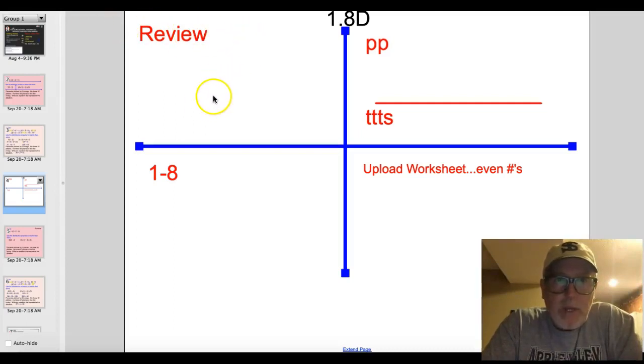Tonight we're going to be evaluating some properties. We've got a review, our instructional video, and a 1 through 8 guided activity, and then I'm going to have you upload a worksheet and do the even numbers. So we're going to get a little techie tonight. Let's go ahead and start off with our review.